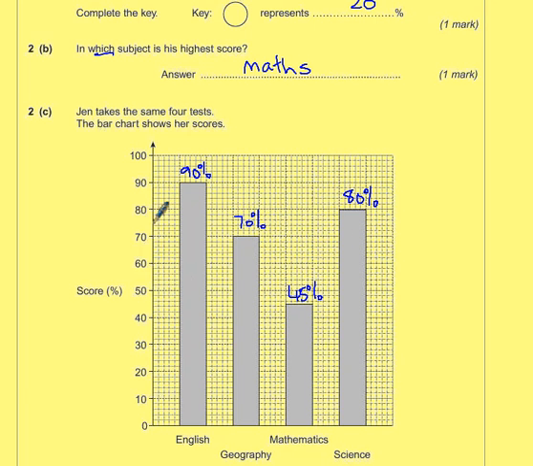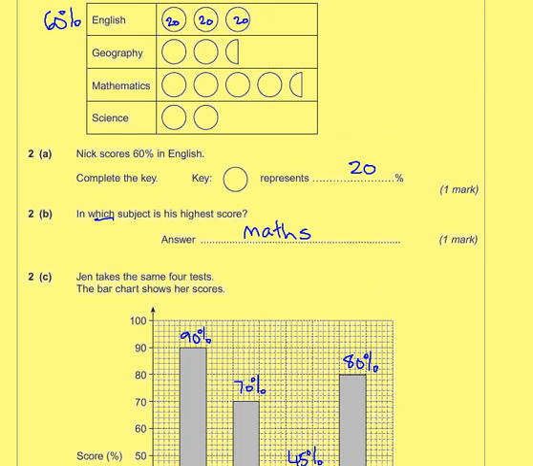Now we're going to go back to the pictogram and mark Nick's scores on his. So in geography he got 20, 40, 50%. In maths he got 20, 40, 60, 80, 90%. And in science he got 20, 40% in science.